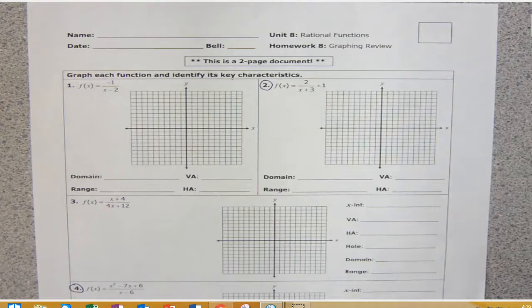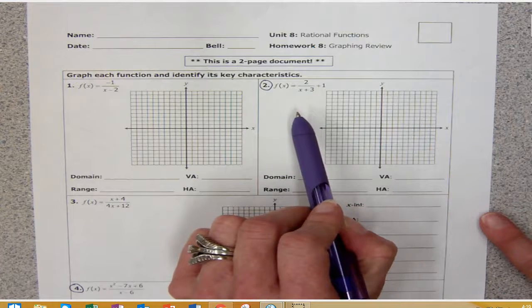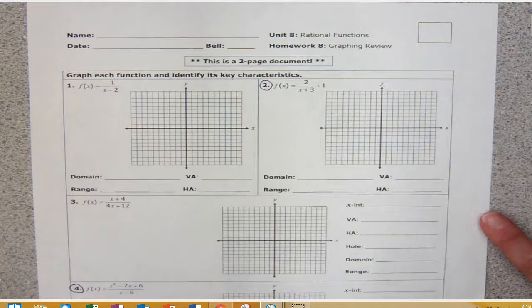All right, guys. Sorry, we're going to go over this review. This is the review for the test that you have for homework. And here we go. We're just going to get right to it. So, I'm just going to do problem number 2, 4, maybe 5, and 6.